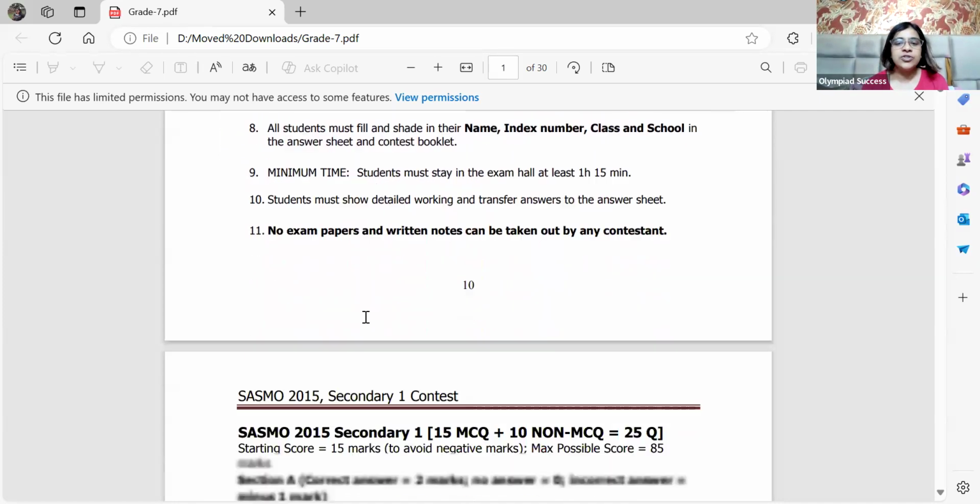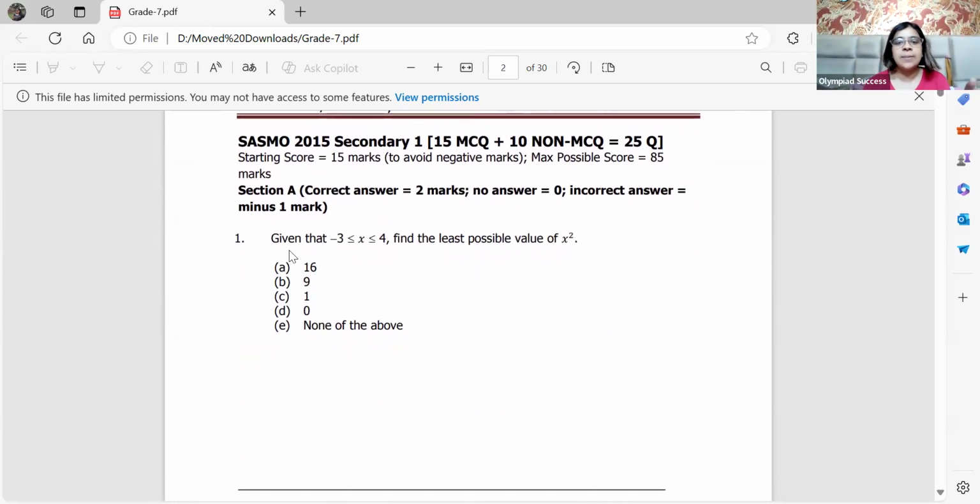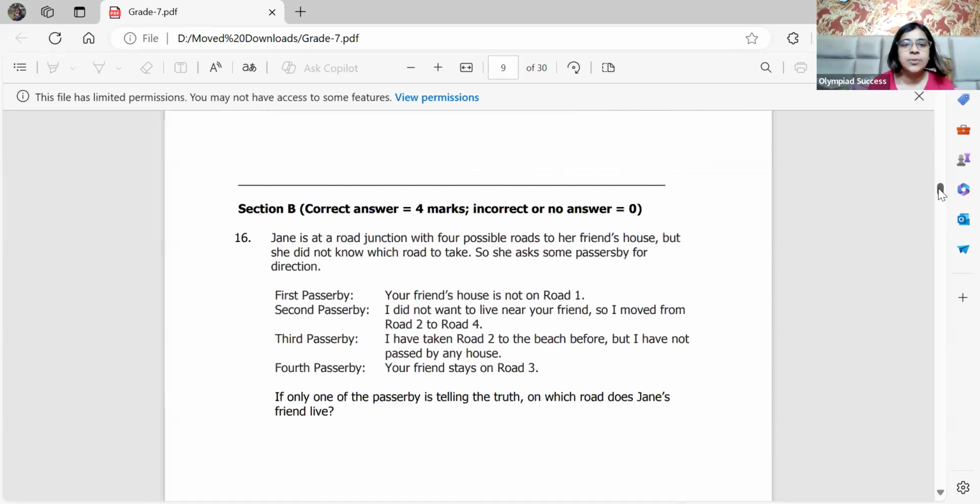I'll show you this. For example, the first one right here has options, but if I scroll down to the 16th question, it does not have options. You have to find out which one is telling the truth and write the answer directly. This is the pattern of the questions.